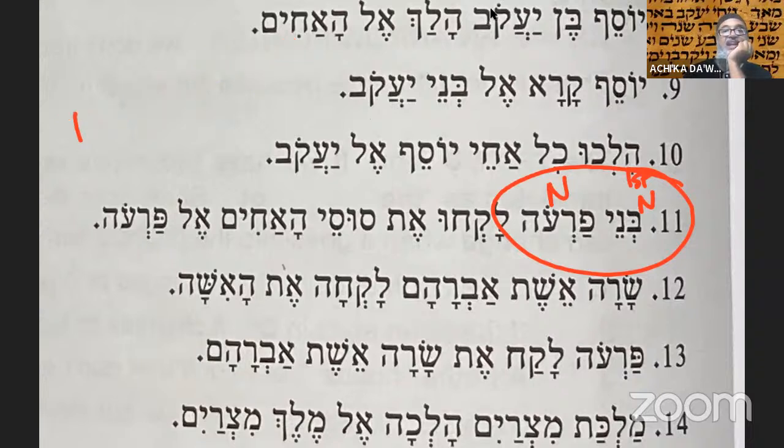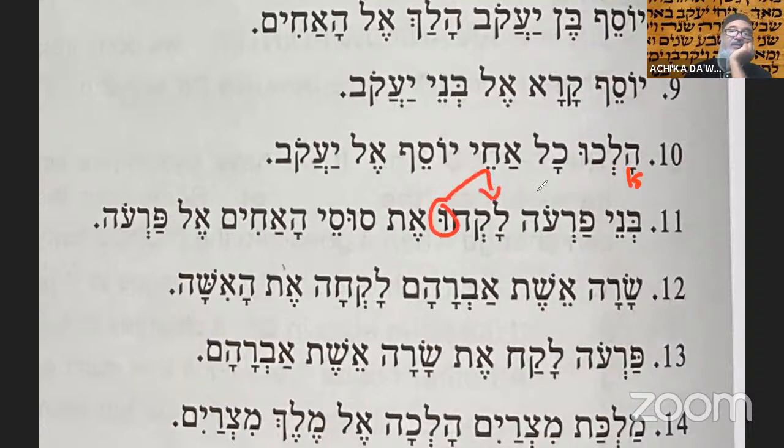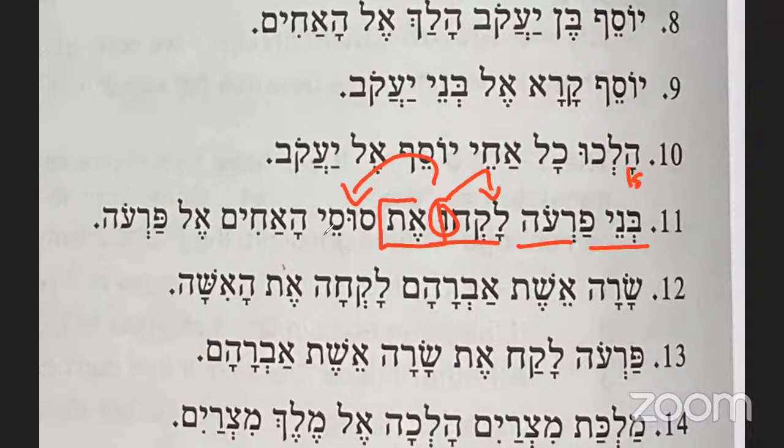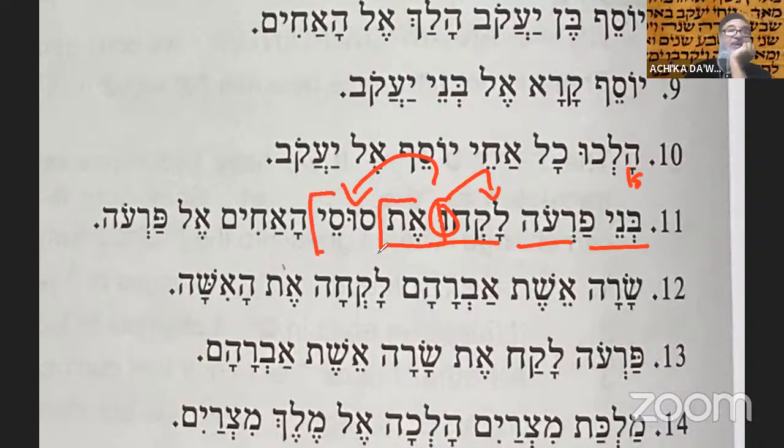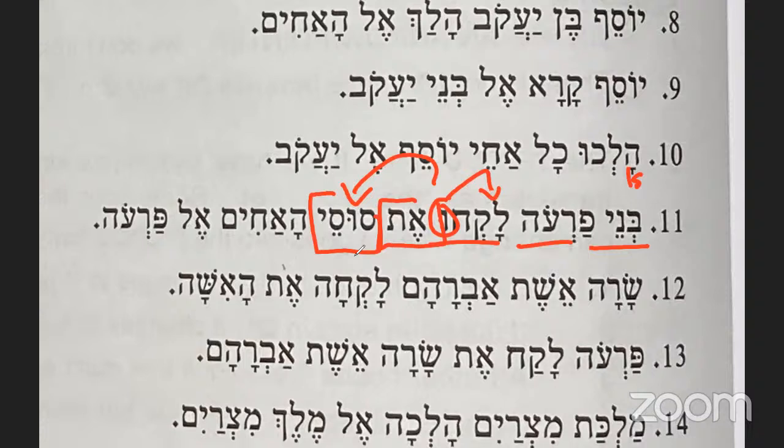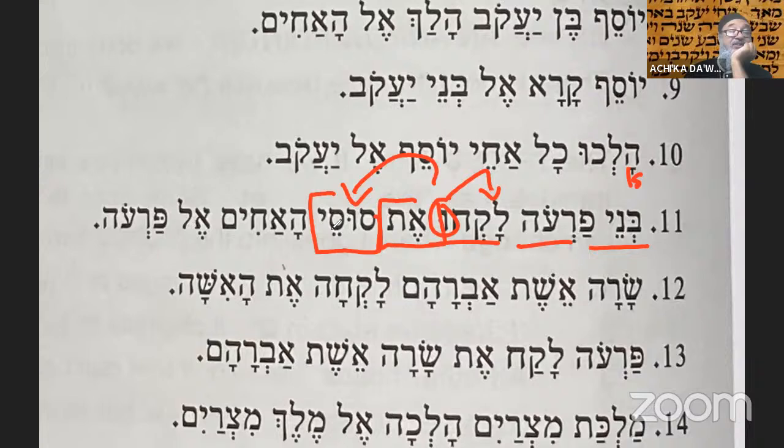Lakach means to take. So we have they, what? The sons of Paro, what? They took eth, the direct object marker. What did they take? The horses. Are they male or female? Male. Why do you know they're male? The yod and the two dots. Good. Okay. The two horses. The two dots and a yod. Okay. Masculine. Okay.